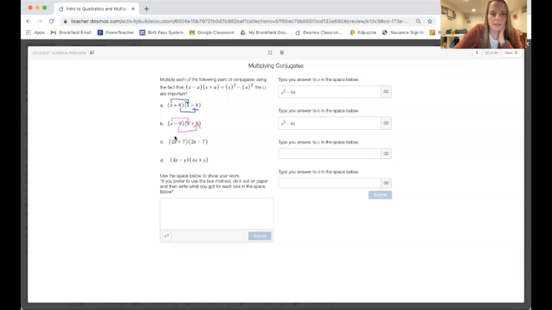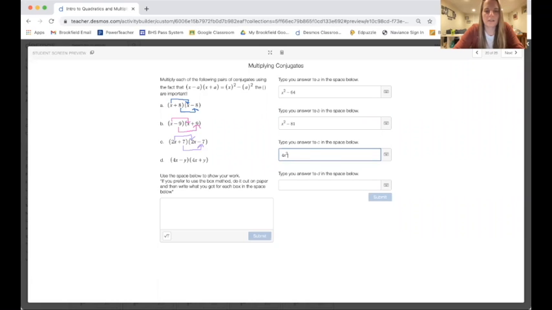So then for the next one, 2x times 2x is 4x squared, and then 7 times negative 7 is negative 49. So it's going to be 4x squared minus 49. And then last but not least, we've got 4x times 4x, 16x squared, negative y times y, negative y squared. So 16x squared minus y squared. So conjugates should be quick. That's the joy of them.